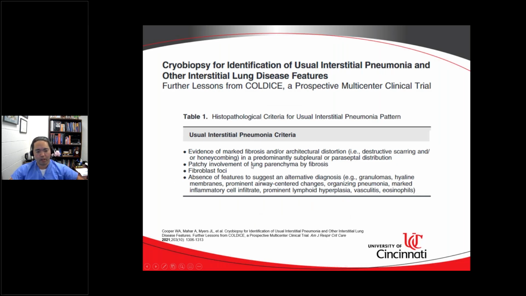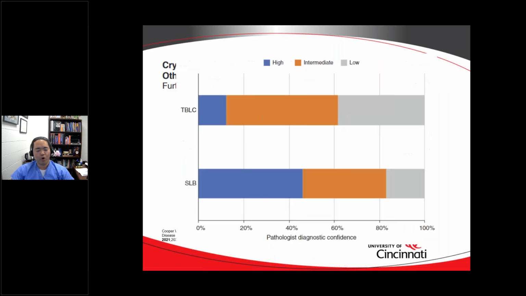From Coldice, the 2020 study that I was saying, it showed moderate agreement between transbronchial lung cryobiopsies and surgical lung biopsies. They compared how many times they could actually find the UIP criteria, the histopathologic criteria, and there are 4, which you can read here: evidence of marked fibrosis, architectural distortion in a subpleural or paraseptal distribution, patchy involvement of lung parenchyma by fibrosis, fibroblast foci, and then absence of features to suggest any other diagnosis. So when they applied all of these criteria and classified by high confidence, intermediate confidence, or low confidence for IPF, the pathologist diagnostic confidence for high confidence was much larger with surgical lung biopsy than with transbronchial lung cryobiopsy. The intermediate was kind of okay, and the low confidence was more favorable to surgical lung biopsy.